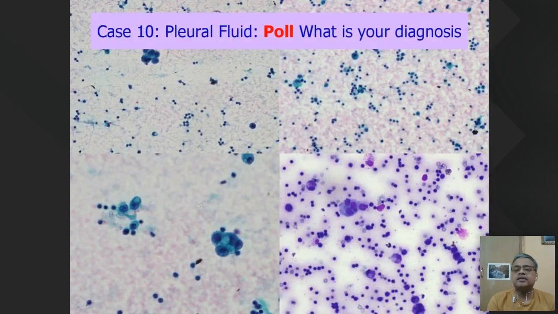So here we again require a poll. So I would request somebody to start the poll if they are online. This is for case 10. So here we have a pleural fluid. Okay, it got started, case 10. So here we have a pleural effusion. And the question is, what is your diagnosis?